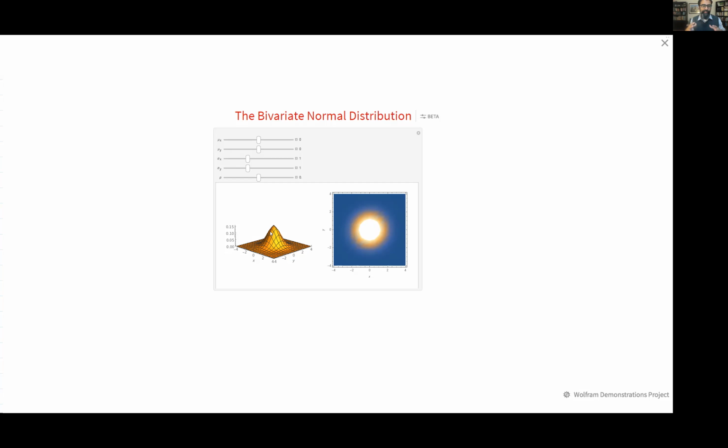So this is a bell shape which is symmetric around the origin. That symmetry is indicated by the fact that this heat map looks like a circle. This is the highest point, and as it goes out radially it decays, and the radial decay is symmetric in a circle. Now, what do you expect would happen if I change mu x? Let's say I bring this up to some positive value, what do you think would happen?